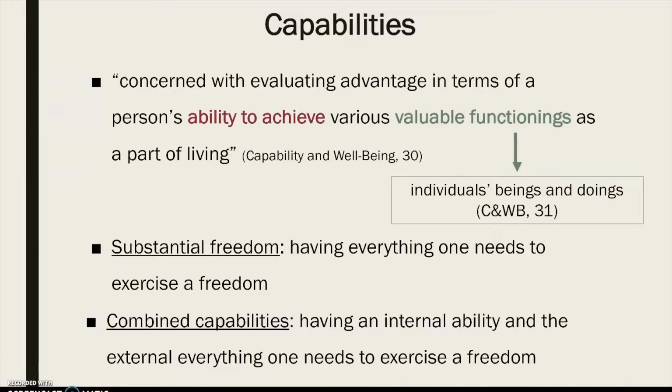Sen describes the capabilities approach as being concerned with evaluating advantage in terms of a person's ability to achieve various valuable functionings as part of living. Functionings refer to an individual's beings or doings. Nussbaum uses capabilities to question whether people have the substantial freedoms to live a dignified life. A combined capability refers to having an internal ability and the means to carry that ability out. An individual, for example, needs both the developed ability of literacy and protection under civil rights in order to vote.